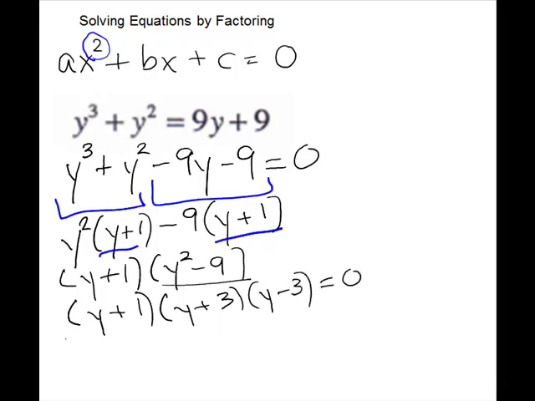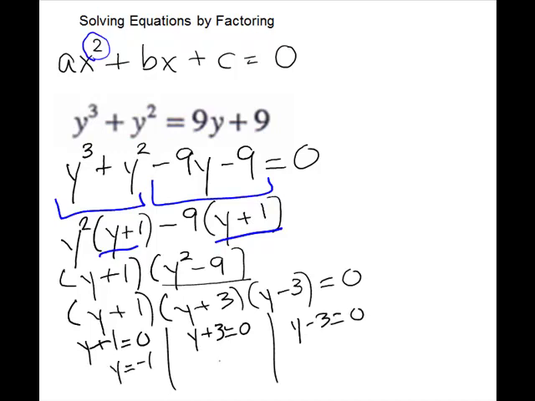Right, and so we have 3 things here to solve. We will be able to get 3 solutions. That's okay because it was y cubed. So just set each one equal to 0. So y plus 1 equals 0, y plus 3 equals 0, y minus 3 equals 0. So we get y equals negative 1, y equals negative 3, y equals positive 3. So we can put our solution set symbols. So a negative 3, negative 1, and 3.